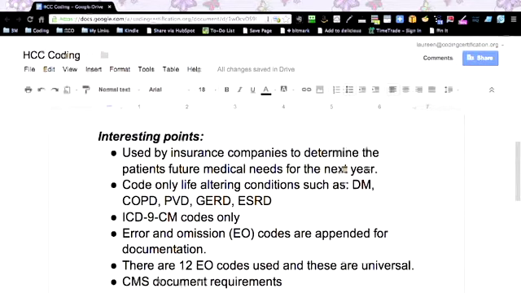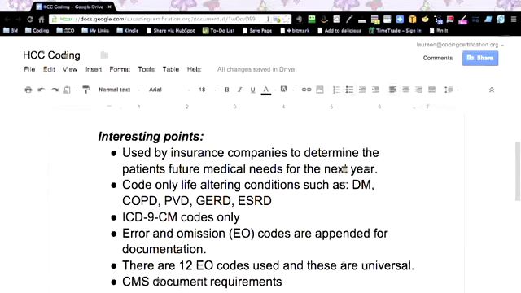You code only life-altering conditions such as DM, COPD, PVD, diabetes, COPD, GERD, and end-stage renal disease. I didn't think about that maybe some of you guys don't know what those stand for. And ICD-9 only codes. Now, I'm an ICD-9 junkie. I like ICD-9 a lot, so this was right up my alley.